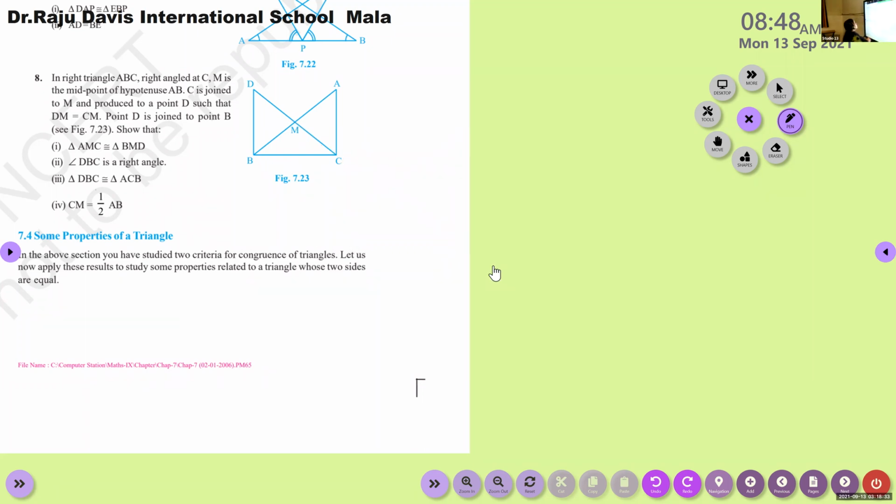Now we need to prove triangle AMC congruent to triangle BMD. All of you move your fingers on triangle AMC in your figure. This is the first triangle, AMC. And BMD. All of you understood which are the two triangles? AMC and BMD. Okay. So now we need to prove triangle AMC is congruent to BMD. So start. What are the arguments?